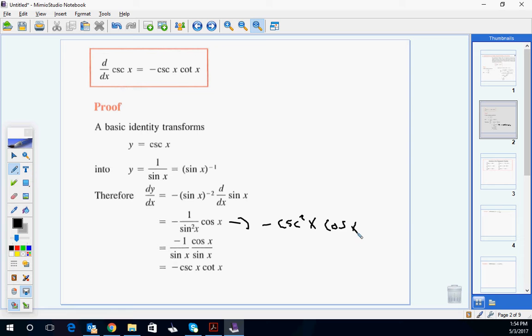So what they did is they wrote this square twice, like that, and they slid the cosine x to the top. That now is cotangent, and that is just cosecant. Okay, again, the proofs aren't super important other than getting used to what 1 over sine x is, or cosine over sine x is, stuff like that.